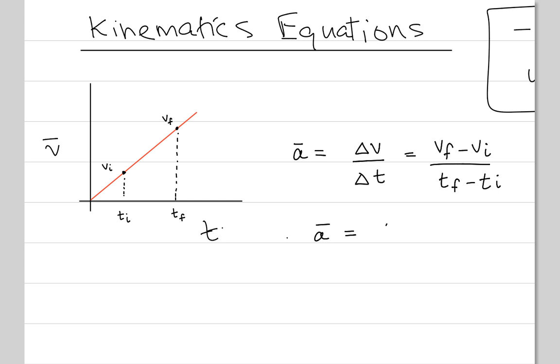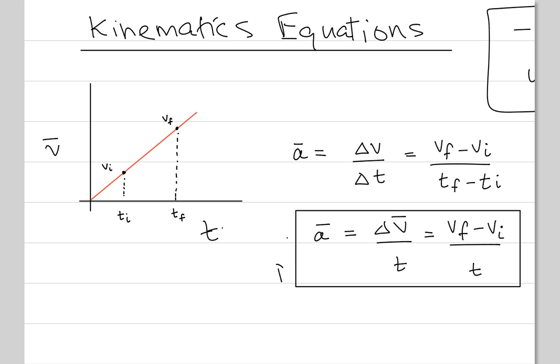A equals delta V over T, which is V final minus V initial over time. Put a box around this formula and put a number 1 beside it. It is kinematics equation 1. Often you'll be given the initial and final velocities over some time and asked what the acceleration was, or this might be a preliminary step for something that follows. This is a very important formula, the first for kinematics.